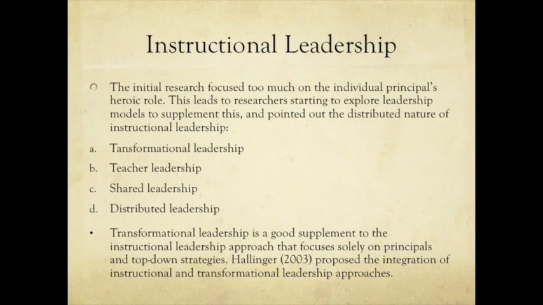During the 1990s, a strong instructional leadership model was still at the center of the educational leadership discussion because of its effectiveness in schools. However, since then, this concept has been criticized for focusing too much on the individual principal's heroic role. As a result, scholars started to explore leadership models to supplement these critiques and point out the distributed nature of instructional leadership, such as transformational leadership, teacher leadership, shared leadership, and distributed leadership, all of which understand educational leadership as a broader practice that includes school communities.